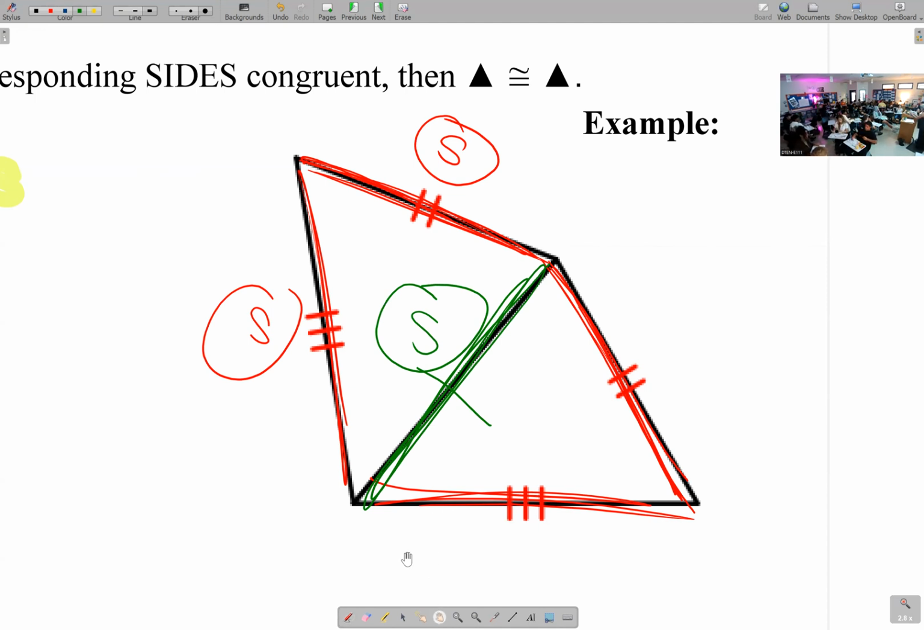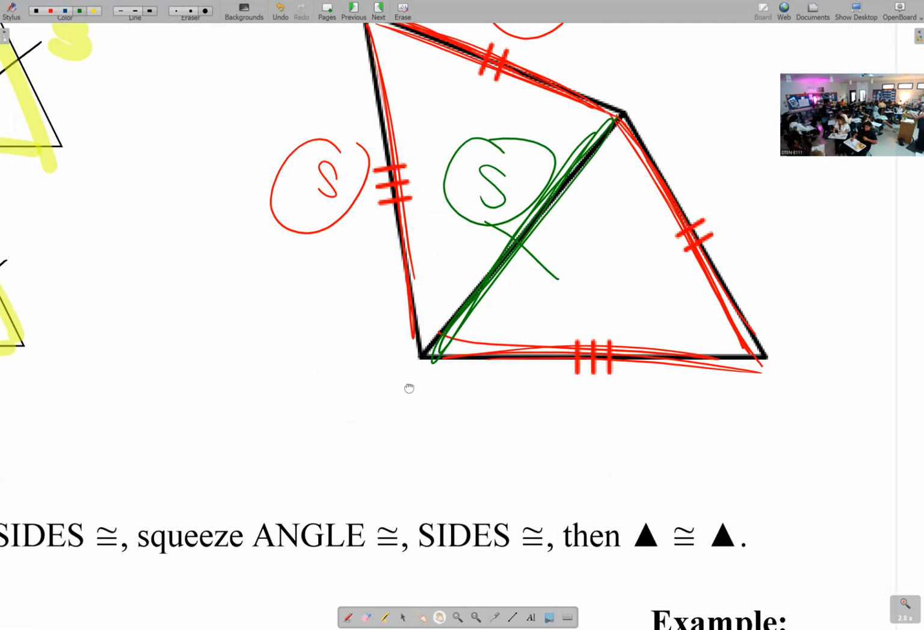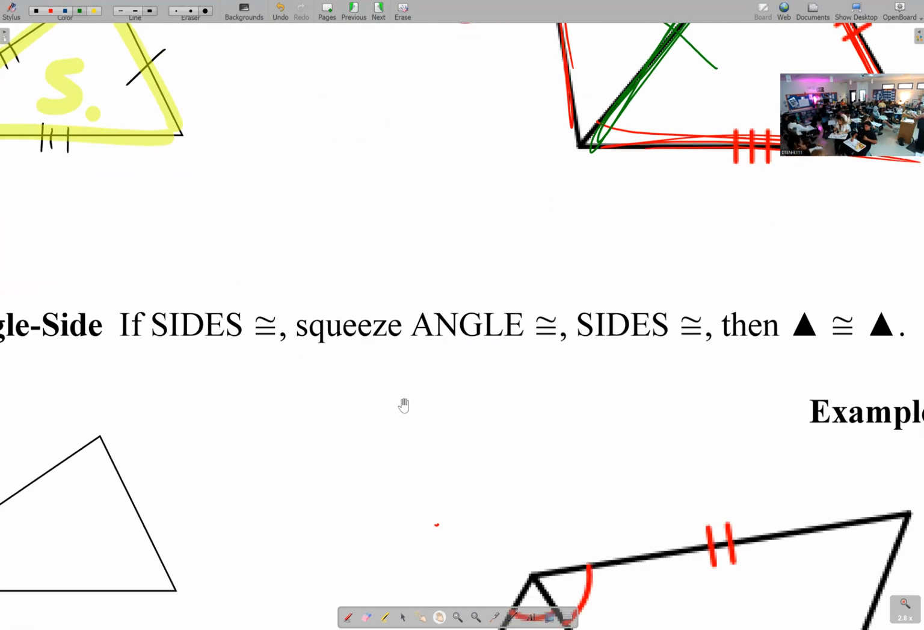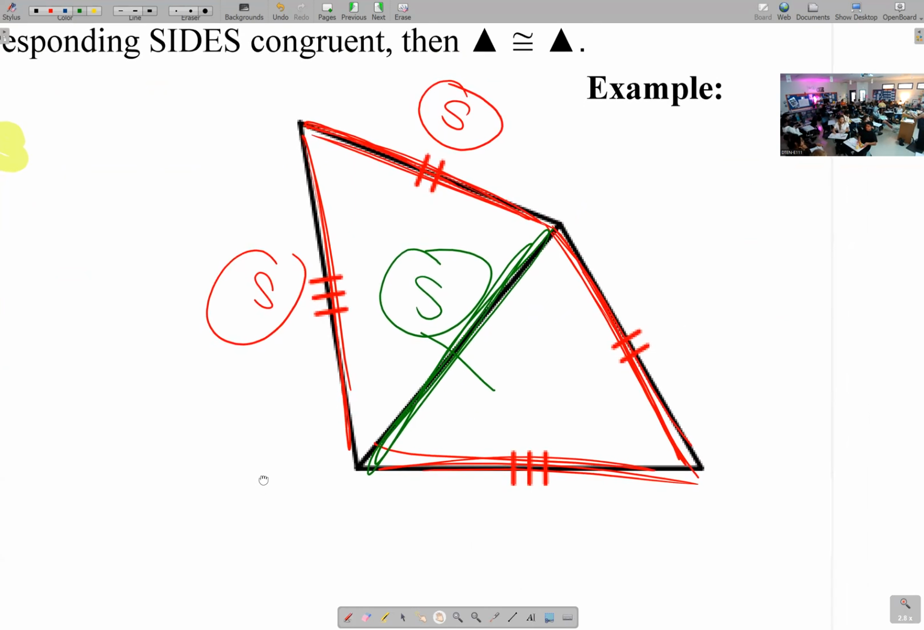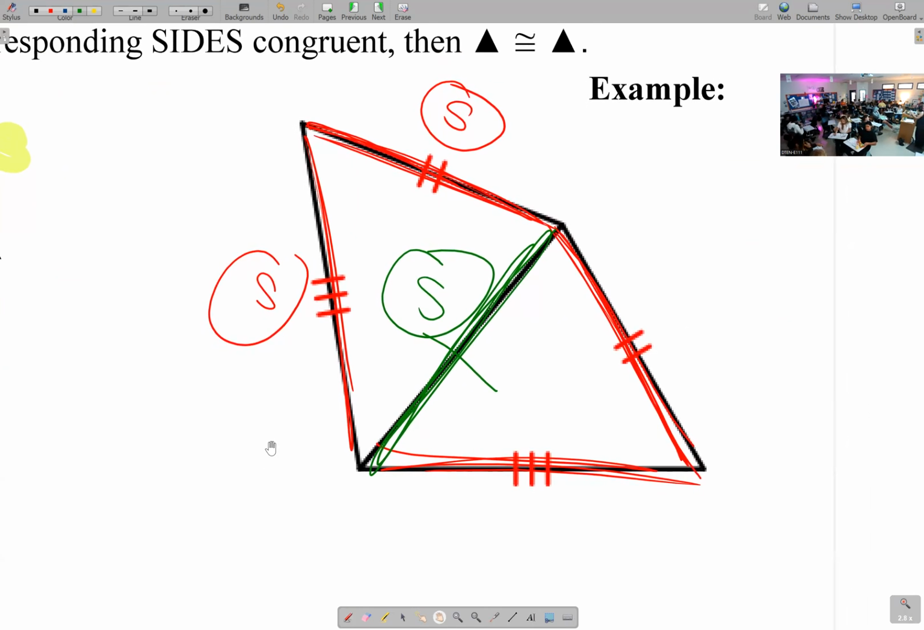Side, side, side. Yes, it would be. Making sure you paid attention. Good job, auditory learners. Could it also be side, angle, side? We don't know that because there's no freebies here. There's no vertical angles. You can't just willy-nilly mark them equal.